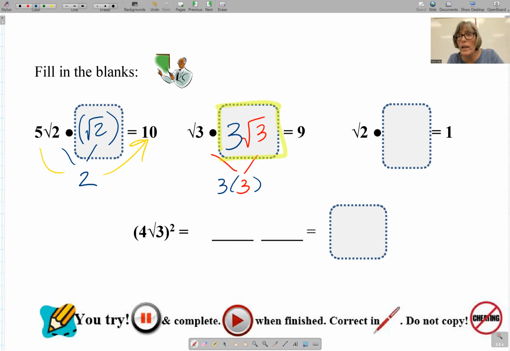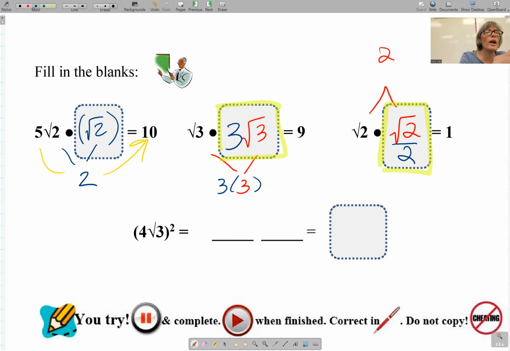Root 2 times what is 1? It's a little trickier. So I start with what I absolutely know must be in there. I know there has to be a root 2 because the root 2 gets rid of the radical. Root 2 times root 2 is 2. And then I ask myself, what can I do to the 2 to get it down to 1? And this is all multiplication or division. And the answer is I can divide 2 by 2. So root 2 times root 2 over 2 is 1.